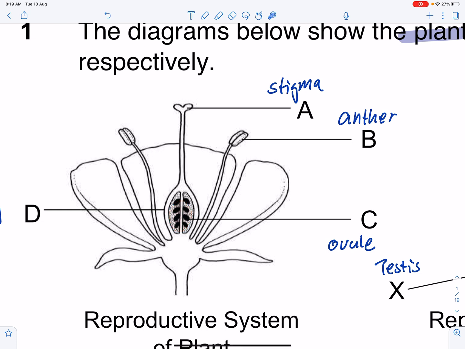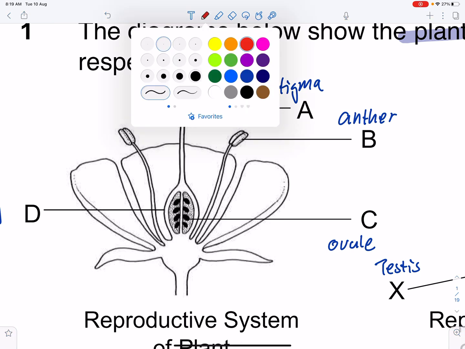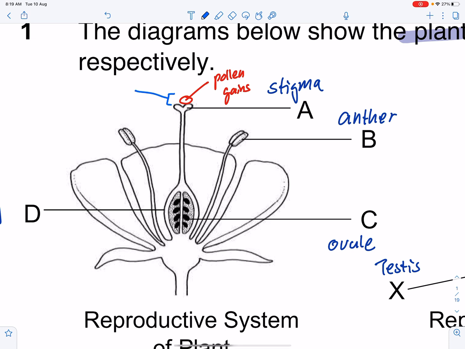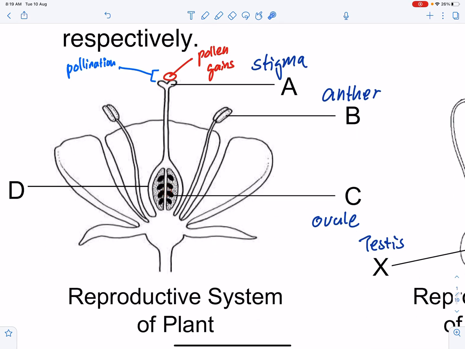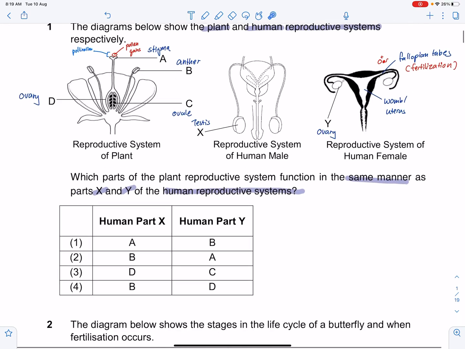A lot of students have this misconception that once your pollen grain lands on your stigma, the plant is considered fertilized. No, this process of the pollen grain landing on your stigma is known as pollination. It is not to be confused with fertilization, because the female sex cells of your plants are located right here. So your male sex cell is going to have to travel downwards to meet the female sex cells inside the ovary. That's just some recap.